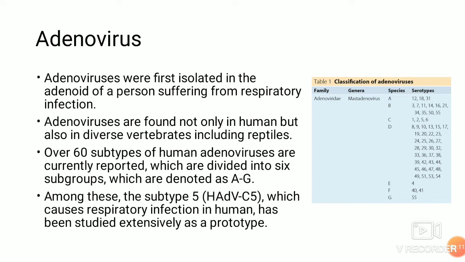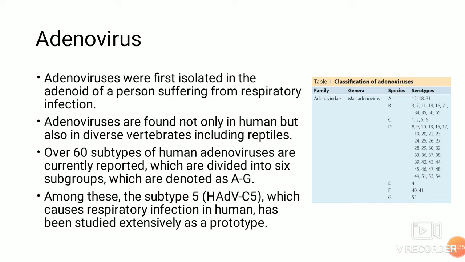Adenoviruses were first isolated from the adenoid of a person suffering from respiratory infection. The adenoid, also called the nasopharyngeal tonsil or pharyngeal tonsil, is a mass of lymphatic tissue located posterior to the nasal cavity, that is, where the nose blends into the throat. Adenoviruses are found not only in humans but also in diverse vertebrates, including reptiles.